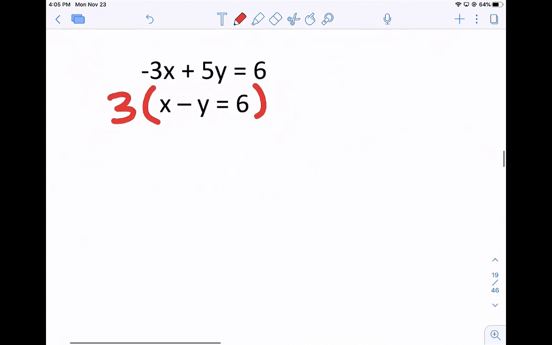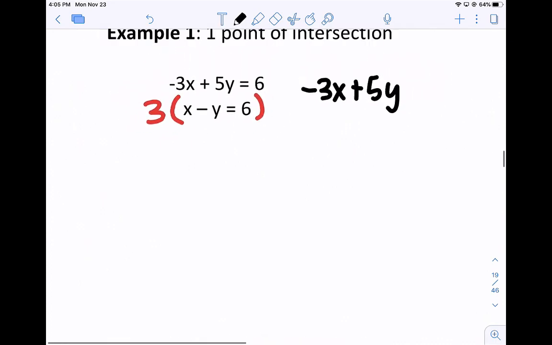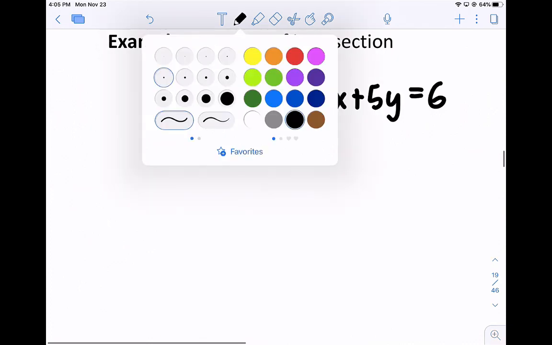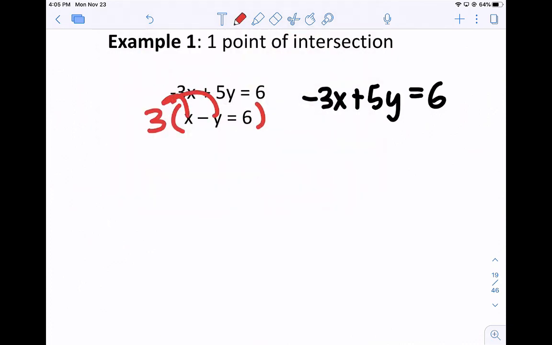And I'm just going to rewrite the equations right here. So the top one I didn't change. Negative 3x plus 5y equals 6. And the bottom one, I'm going to multiply everything by 3. So I'll get 3x minus 3y equals 18.